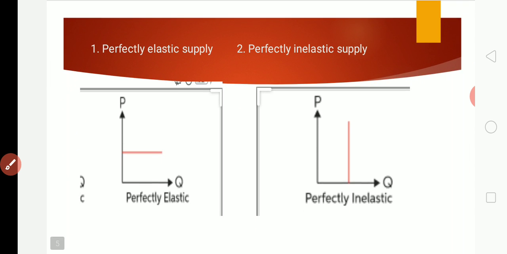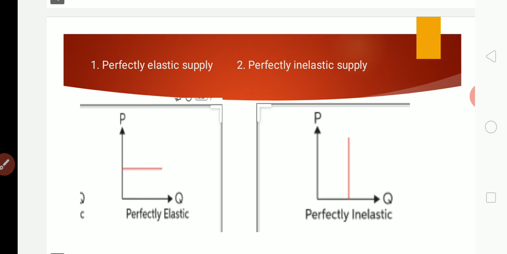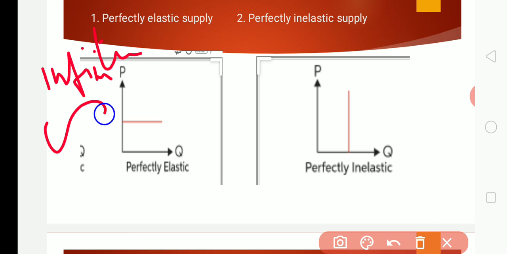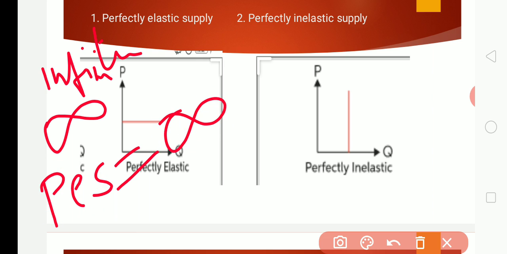First one is perfectly elastic supply. Perfectly elastic supply means here the degree of elasticity will be infinite. So infinite means we use the symbol here, infinite. Infinite means there is no end. So perfectly elastic supply means price elasticity of supply equals infinite.